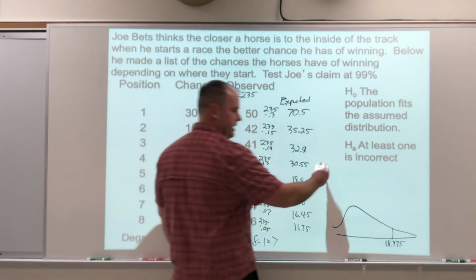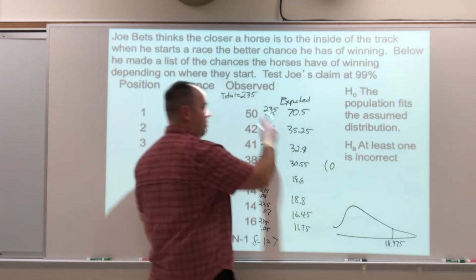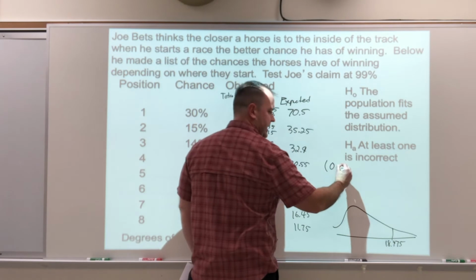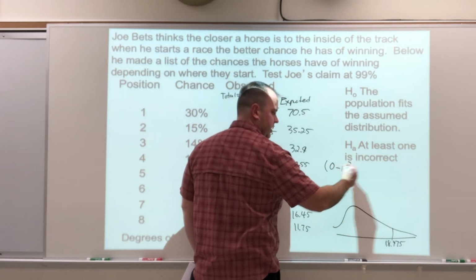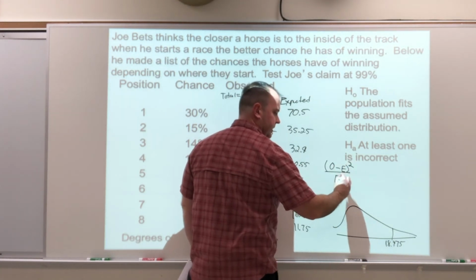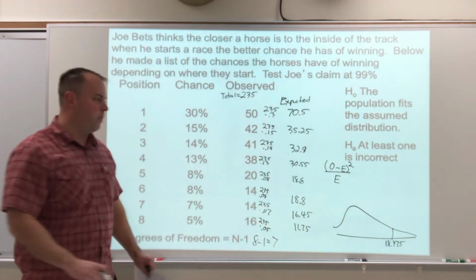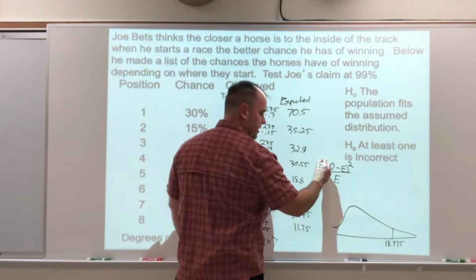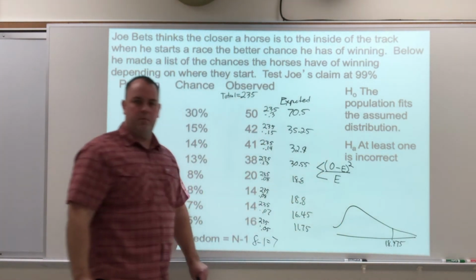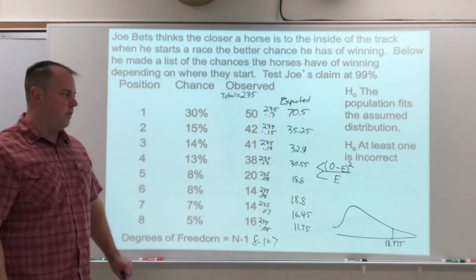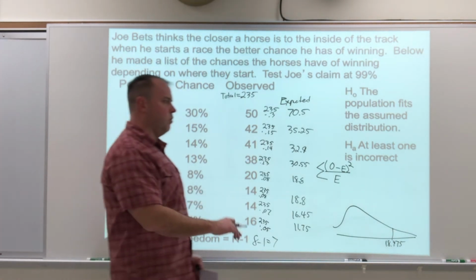Okay, to abbreviate it, it should be our observed O minus our expected, squared, divided by expected. So it's the same formula as before. You're going to do that for each one and then sum all of them up. Our summation sign means sum all of them up. Okay, so I'm just going to do one or two of them.